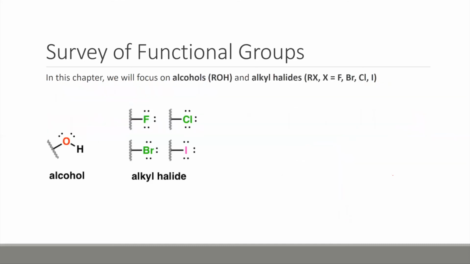So for today and for this chapter, chapter 5, we're going to start into the functional groups and focus on two functional groups, which are alcohols and alkyl halides. We will be talking about their naming, their physical properties, and reactions that involve these functional groups. And that will be through the whole of this chapter.